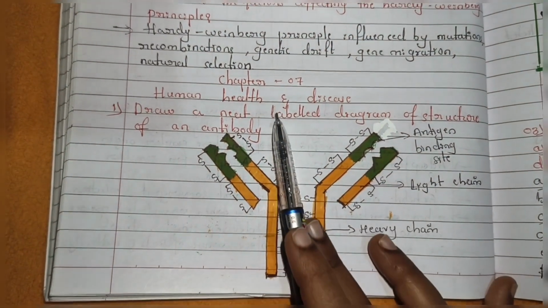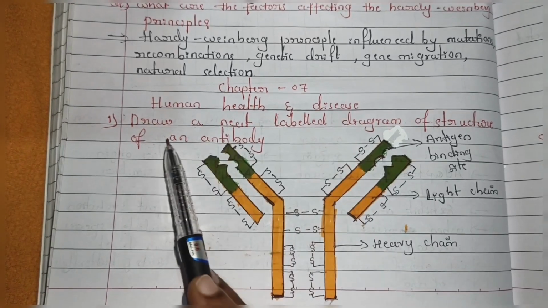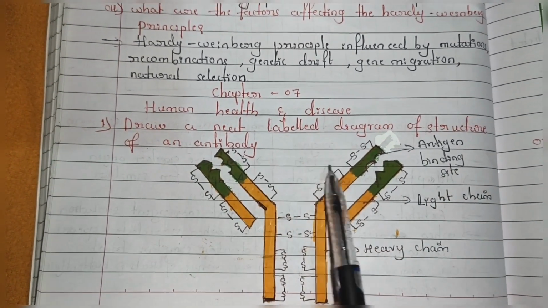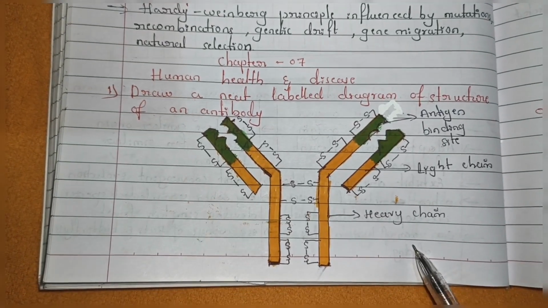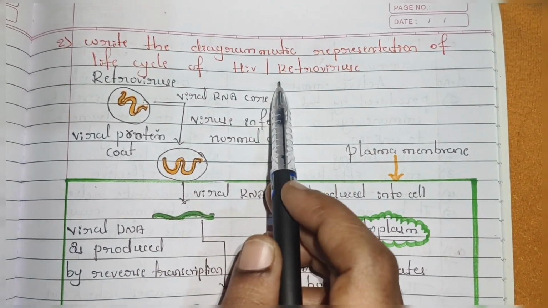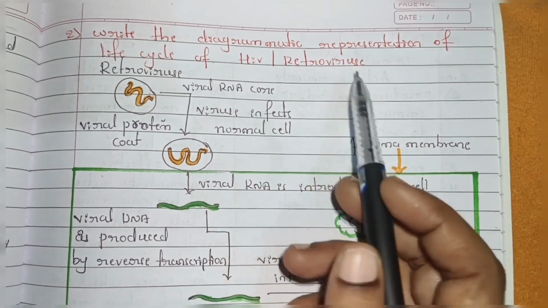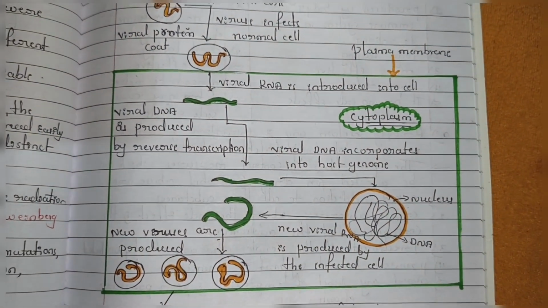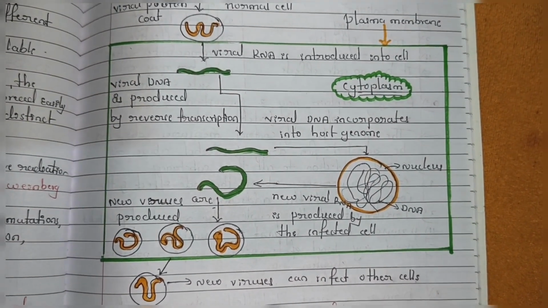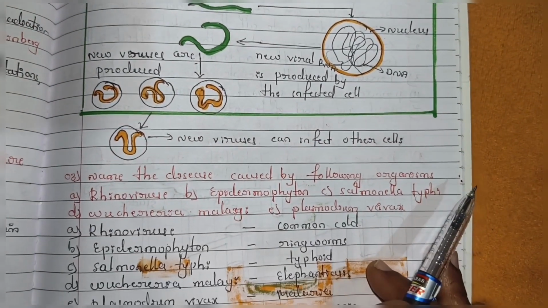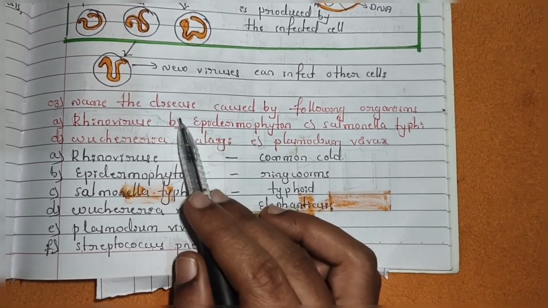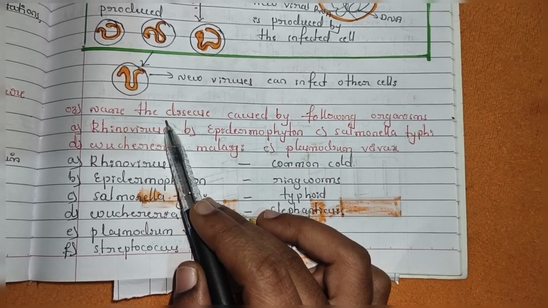And next, the seventh one is human health and disease: draw a neat labelled diagram of the structure of an antibody. It is most important, you practice this diagram. Next question: write the diagrammatic representation of the life cycle of HIV or retrovirus. It is a schematic representation of a retrovirus. You practice. For the annual exam, the diagrams carry 13 marks. Total 30 marks of questions will be related to the diagrams only. You have to practice the diagrams.